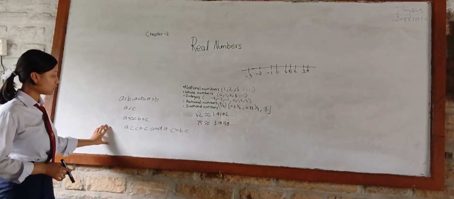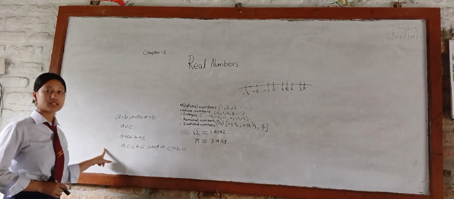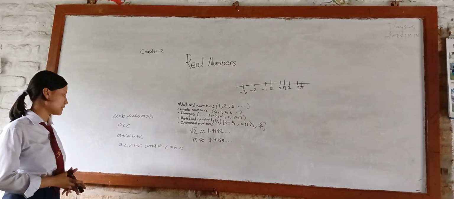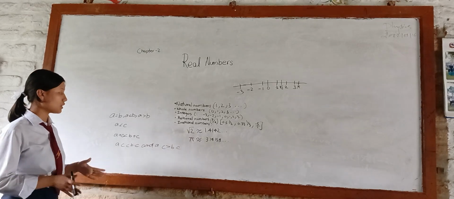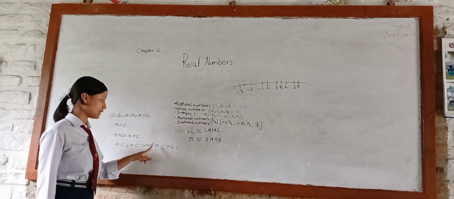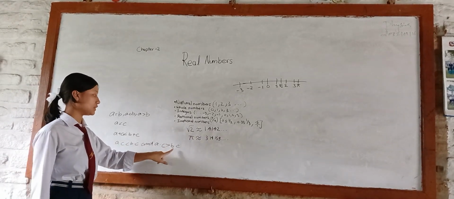The last law is the multiplicative law. If a is smaller than b and c is greater than 0, then a dot c is smaller than b dot c. And if a is smaller than b and c is smaller than 0, then a dot c is greater than b dot c.